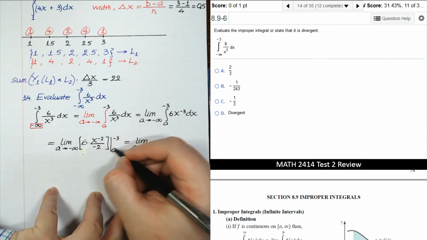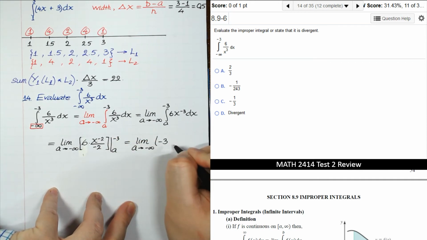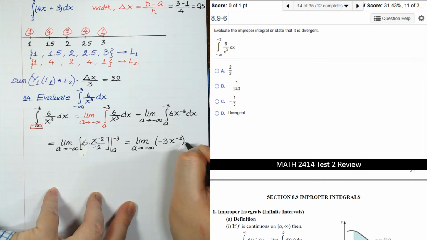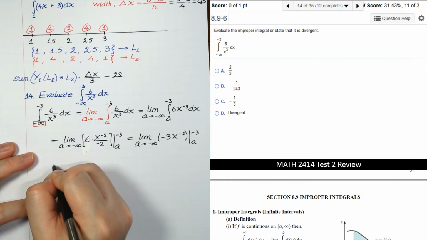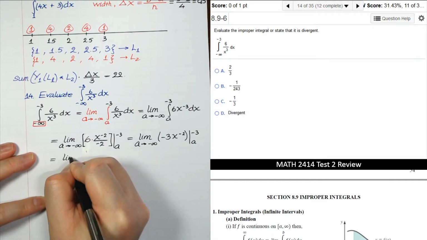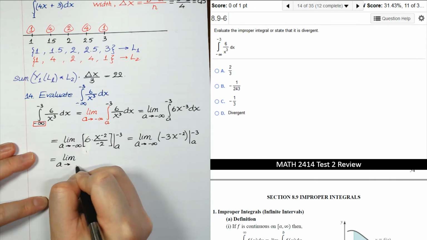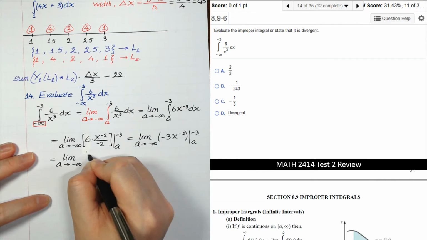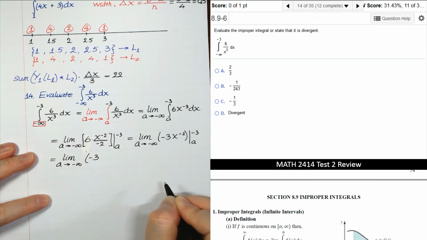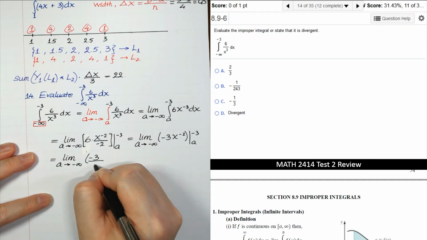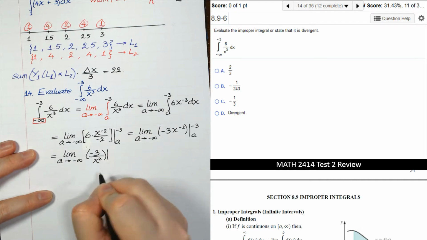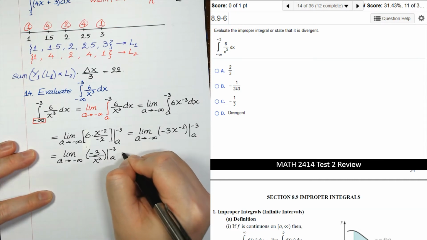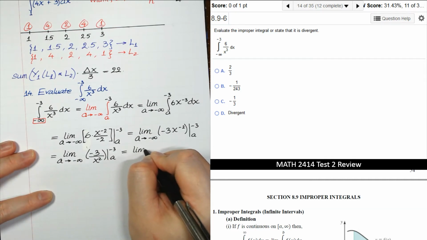Right. 6 and negative 2 is negative 3. x to negative 2, a to negative 3. x to negative 2, if I move it to the bottom, becomes x squared. Right.